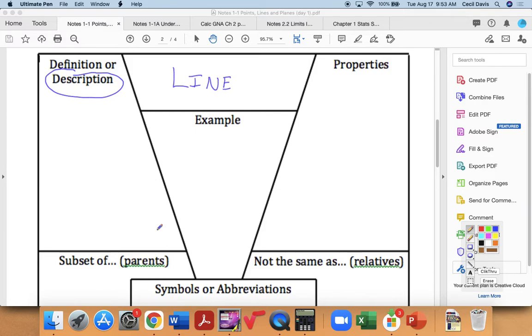Now, what's the number one quality that you noticed about the line? If you were describing it to someone in one word, what would that one word be? It's straight. So a line makes a straight path, extending infinitely in two opposite directions.